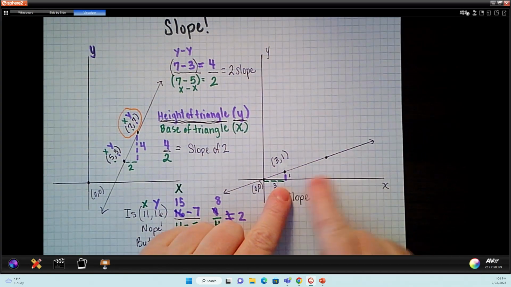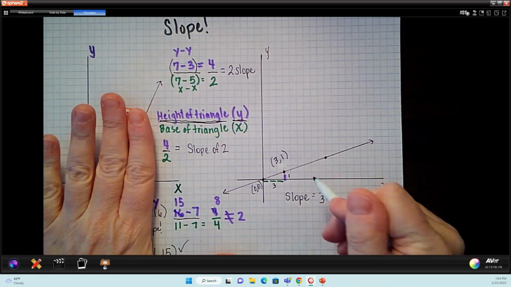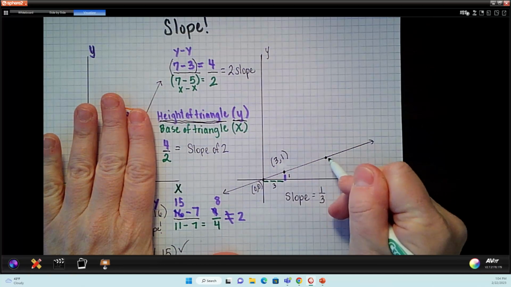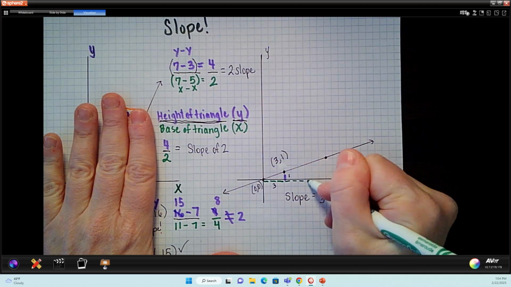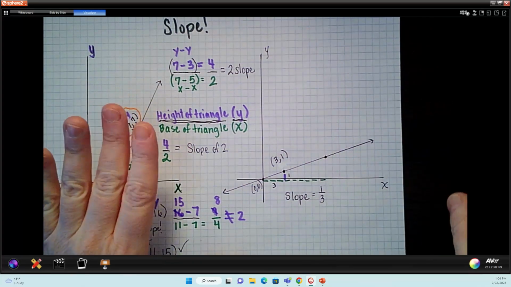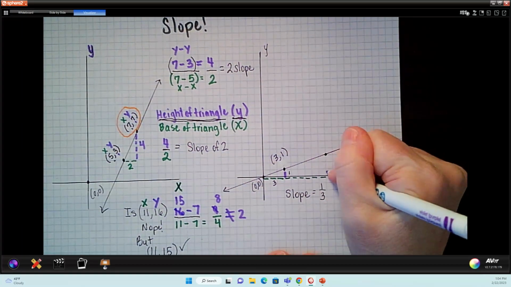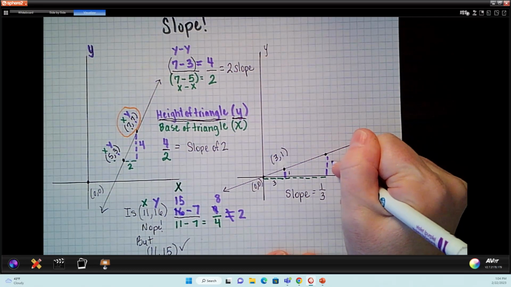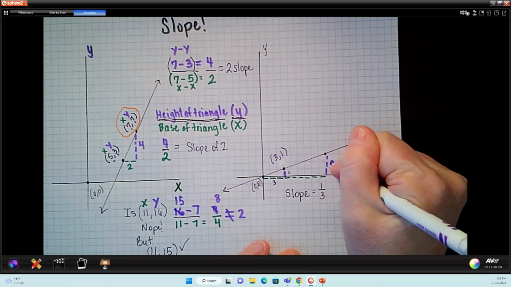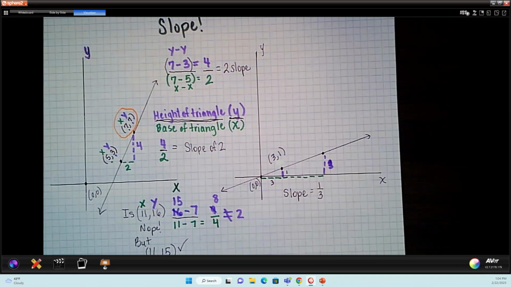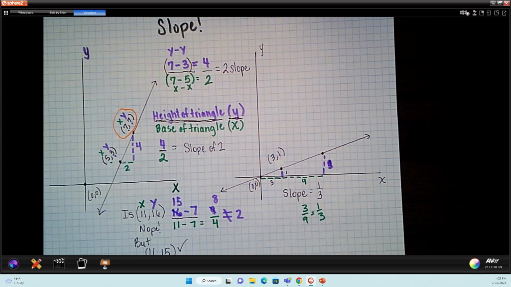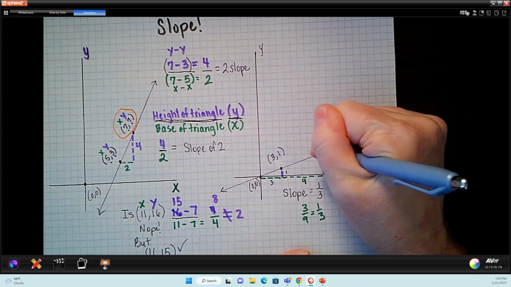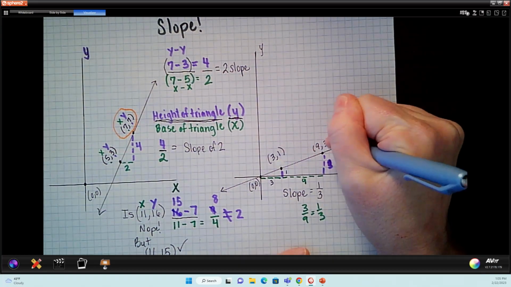Now let's just test it with another point. What if I want to go from the 0 to this point? So that's 1, 2, 3. Keep counting. 4, 5, 6, 7, 8, 9. And up 3. 1, 2, 3. So this is a 9, or sorry, 3. Oops. 3 over 9. And notice 3 over 9 is also 1/3. Okay, so this point was over 9, up 3.